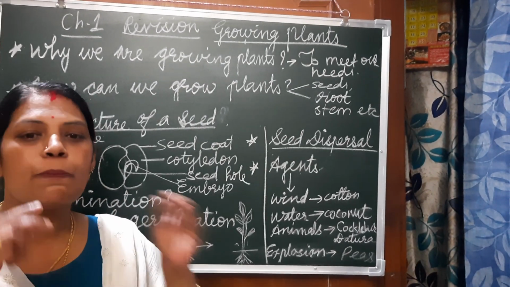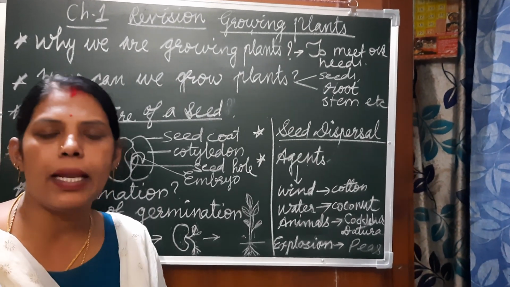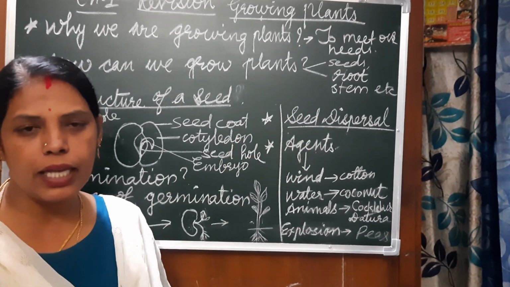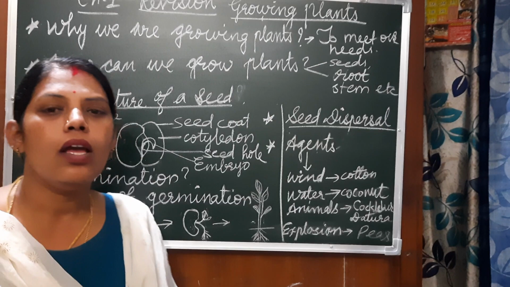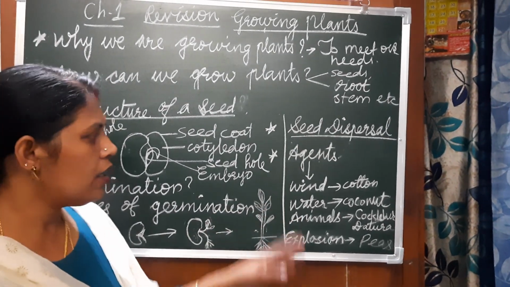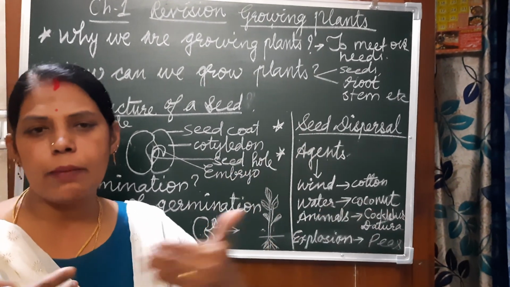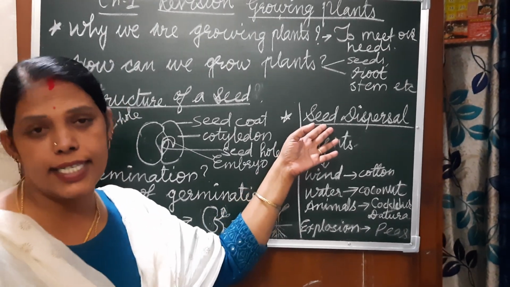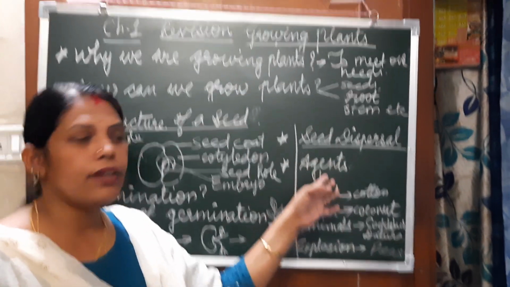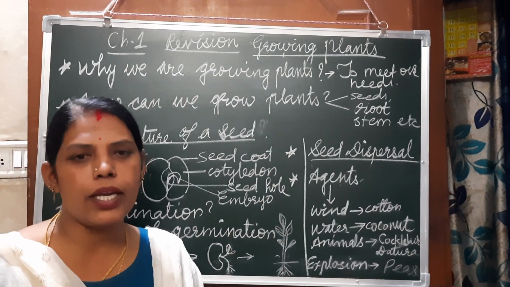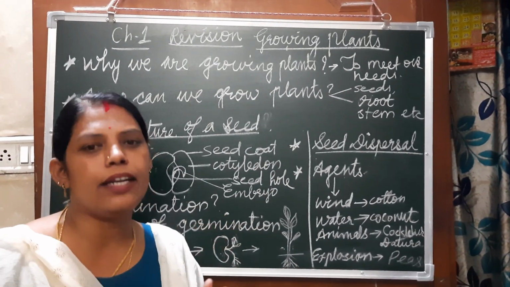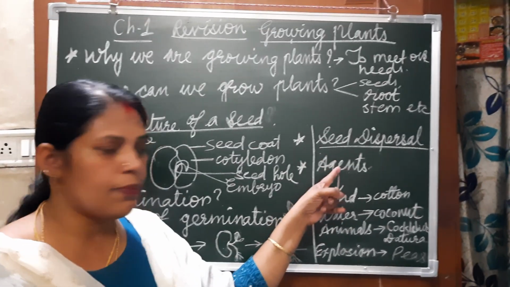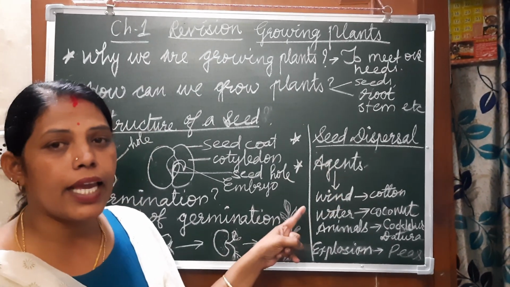Dispersal means spreading the seed from one place to another place from their parent plant. Okay, from the parent plant to other places, not nearby. So it is spreading, that means it is scattering the seed. That is known as seed dispersal. For that, some agents help to spread the seeds from the mother plant. What are the agents?